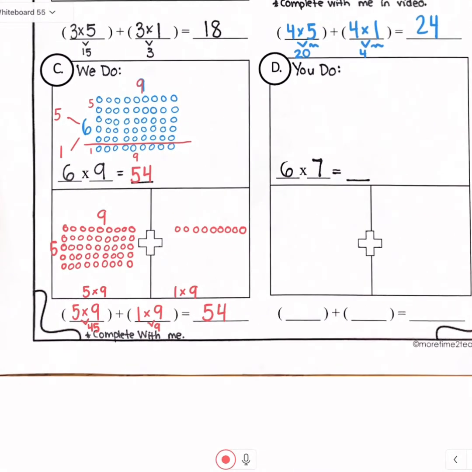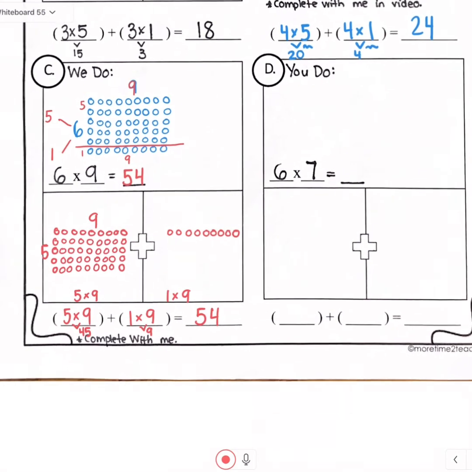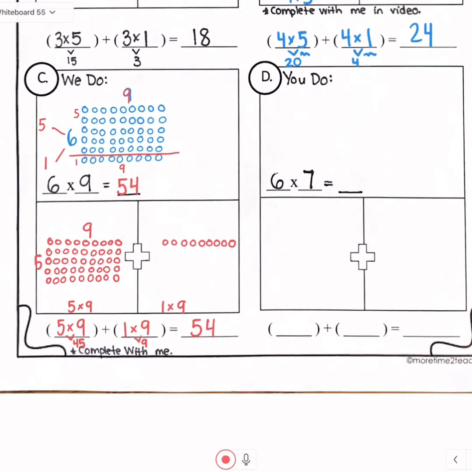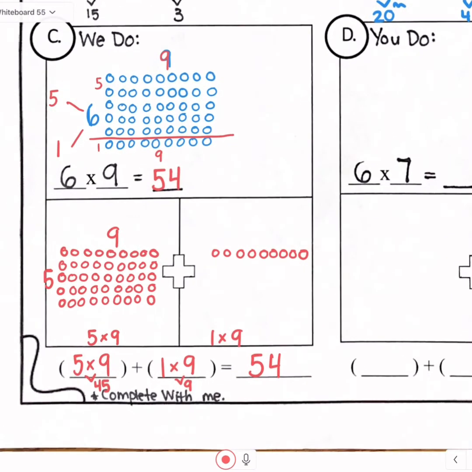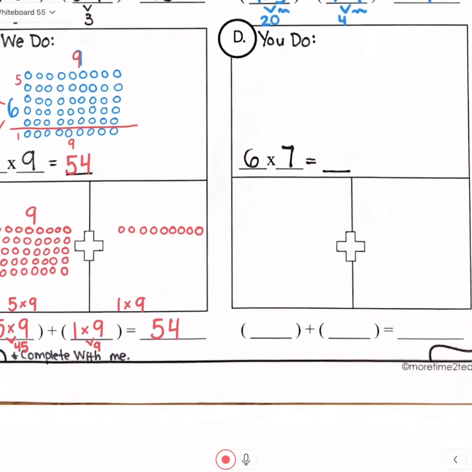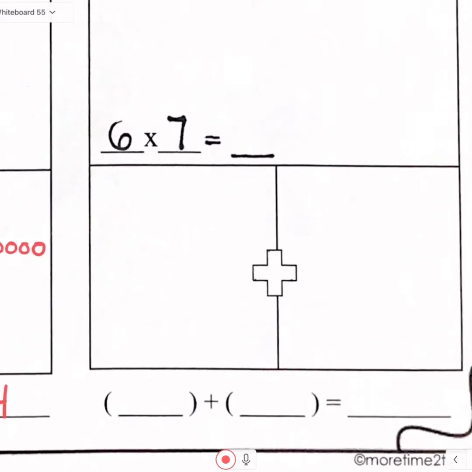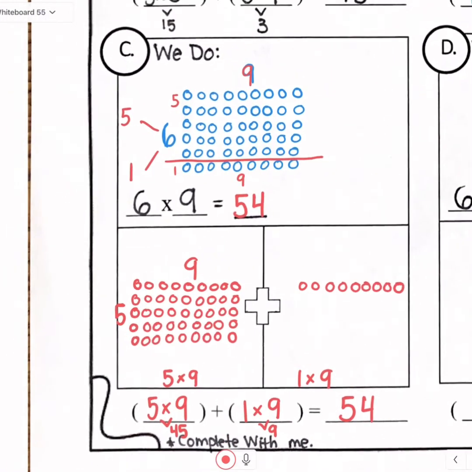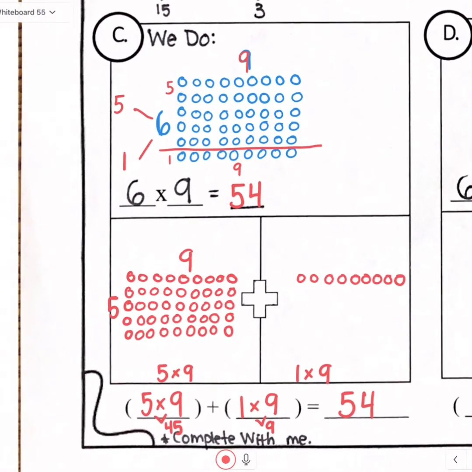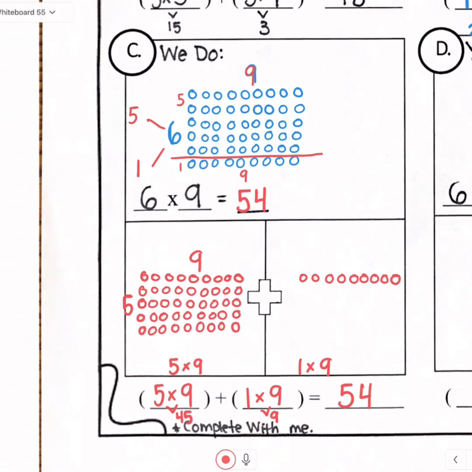So now for the you do, you are going to draw an array for 6 times 7, and I would like you to break the 6 apart into 2. By drawing a line, break that 6 apart. You can do like I did with the examples with 5 times 1, or you can break it apart in a different spot. Then you're going to show the 2 smaller arrays, and you're going to show the problems down below as well, just like in the example of the we do and the I do. So I'm going to zoom in on this, press pause if you need to copy down your work.